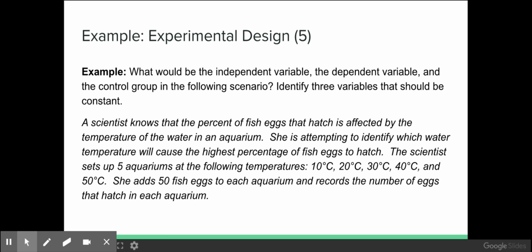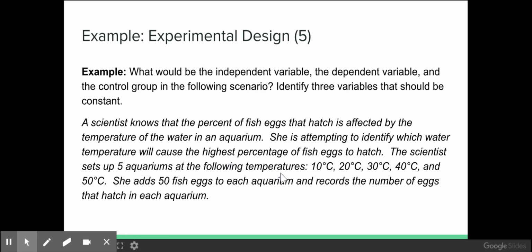My independent variable would be the temperatures, because that is what we are adjusting. That is what the experimenter is changing in this experiment. And the number of fish eggs is the dependent variable, because that's responding to temperature change.